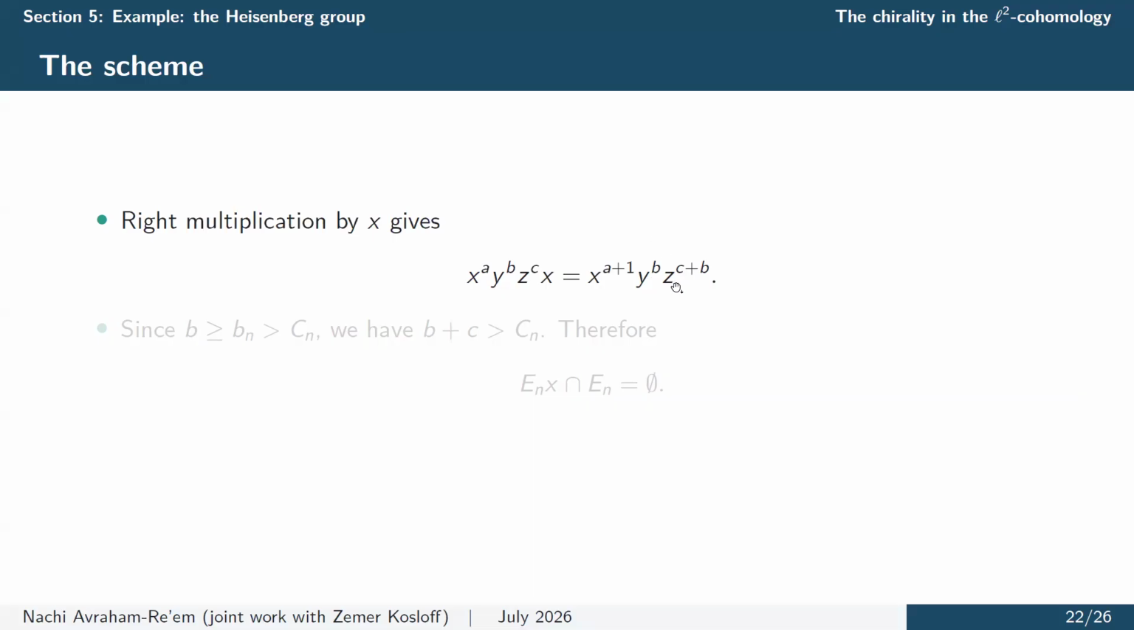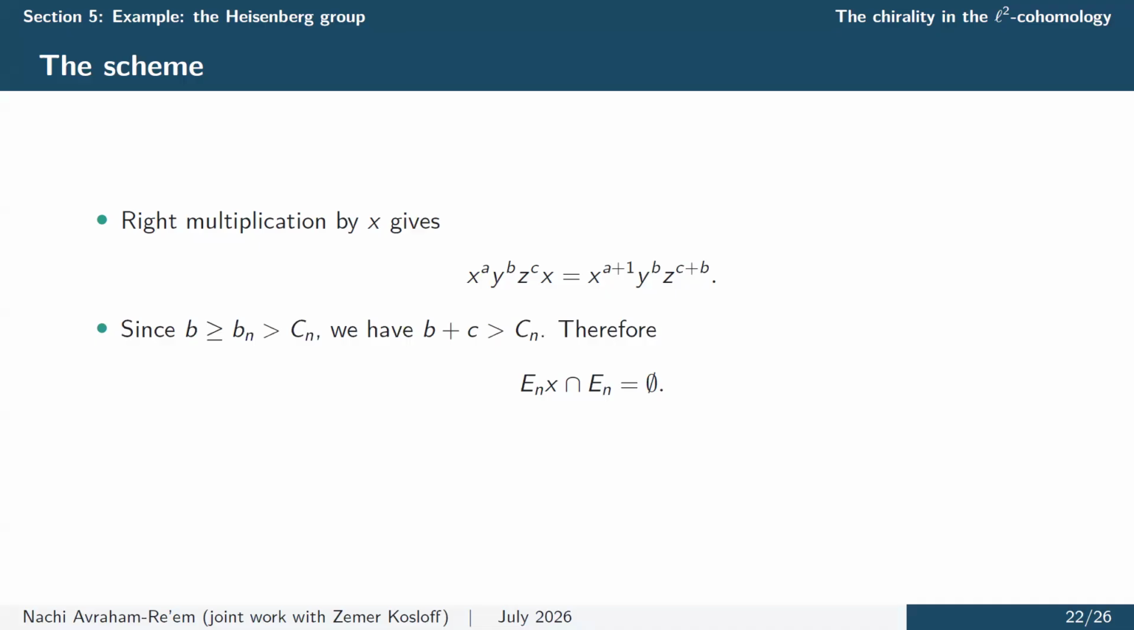Now, as you can see, by the choice of the parameters, if b is larger than bn, as I required before, and the element x to the a, y to the b, z to the c belongs to the set En, then b must be larger than bn. That's by condition. So b plus c is greater than cn. So this gives that the last element goes outside the Cn coordinate. So this is a very simple algebraic condition that tells us that you have disjointness when multiplied from the right.